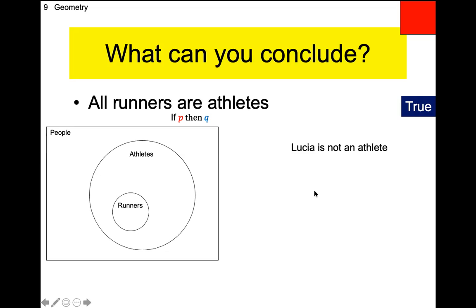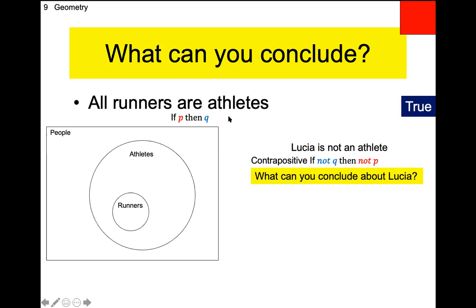Lucia is not an athlete. Where does she live? In the rectangle, but not in the circle. Right. So if you are not an athlete, is this a converse or is this an inverse? Here's the conditional, if P then Q. So if you are not an athlete, right, then this is the contrapositive. If you are not Q, then you are not P. So therefore, you are not an athlete. You must live outside there. So there's a contrapositive statement.